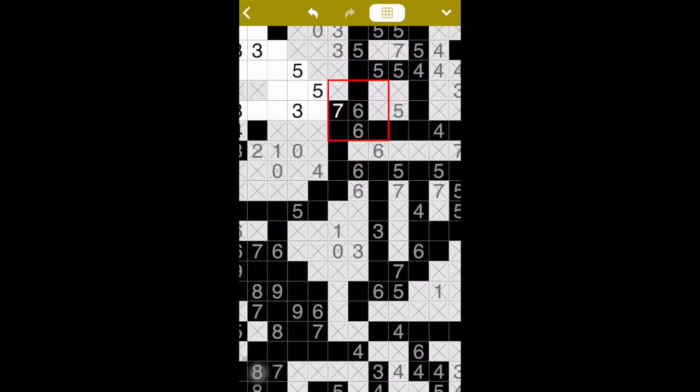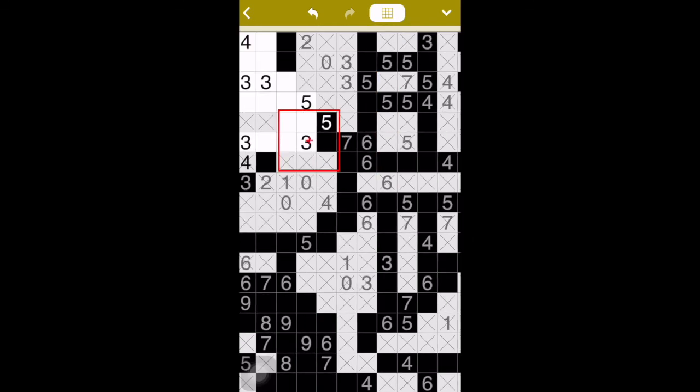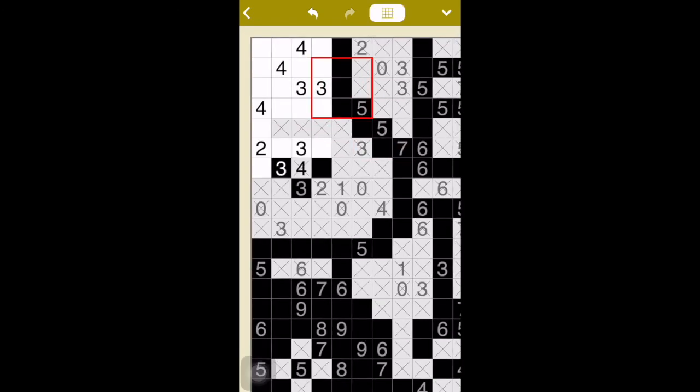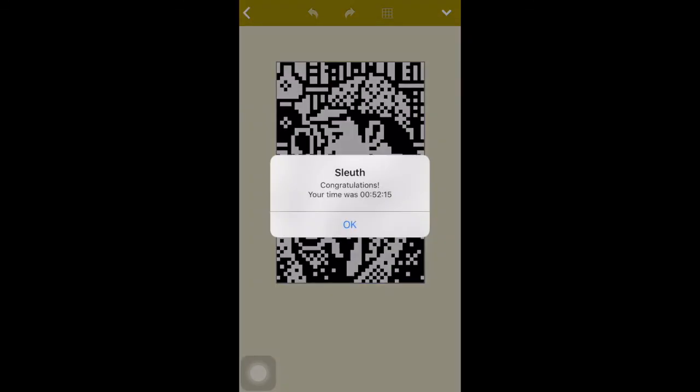Okay, oh, same thing, 3 and the 5, diagonal numbers with the overlapping space between them. Oh, okay, so I think that's it.